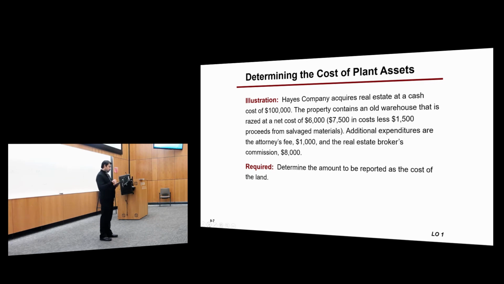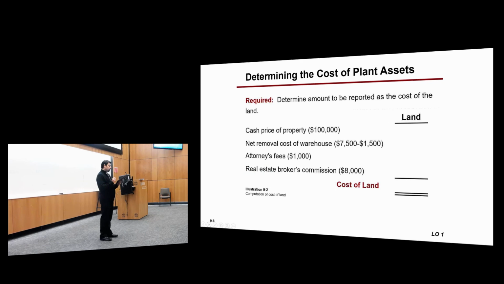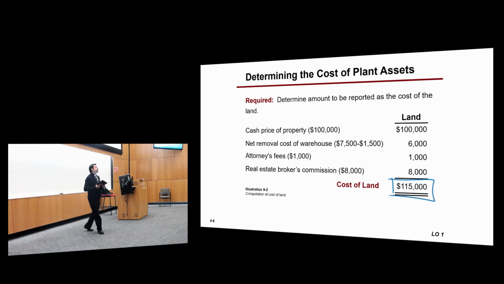How do you do that? You start with the cost, you add all the additional costs. So it would look like this here. The cost of the land. This is the cost of land. This is the amount that the company would be debiting to land. Okay, so when they make the journal entry, it will debit land $115,000.